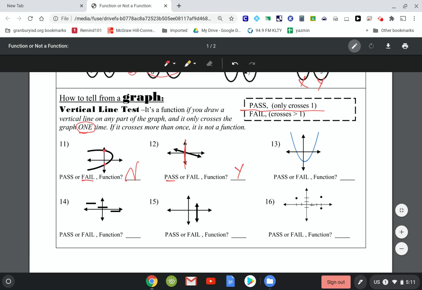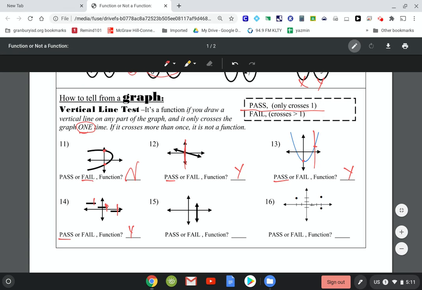On this one, you can draw a line anywhere. Like it hits the y-axis one time. I could draw another line over here. It hits it one time. So it passes. So therefore, yes, it is a function. Number 14, anywhere that I draw, I could draw a line there, I could draw a line there, I could draw a line there. It only hits that line one time. So this is a pass. So yes, it is a function.